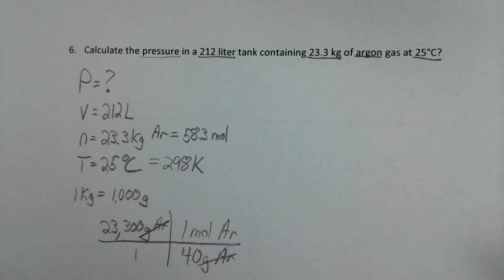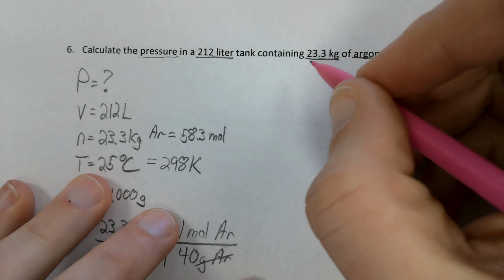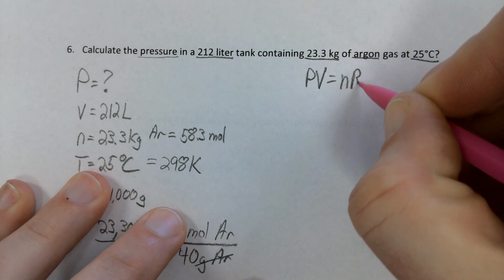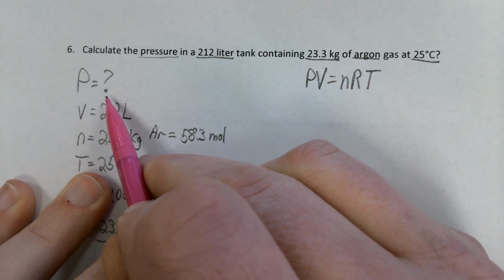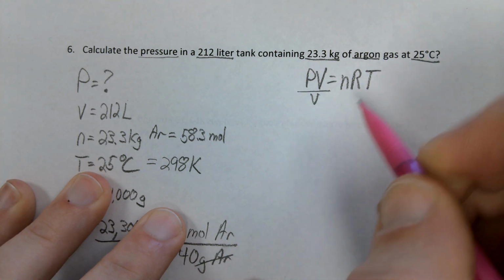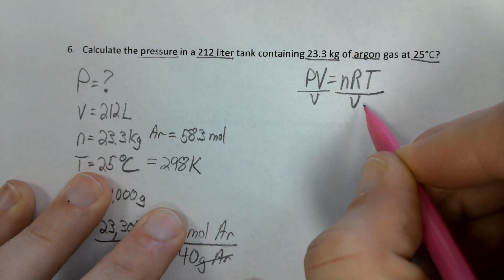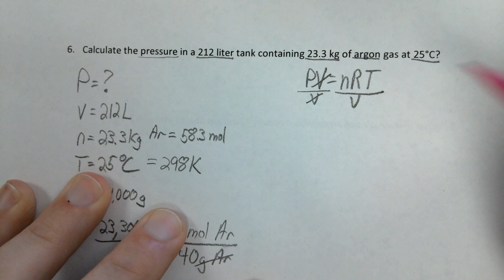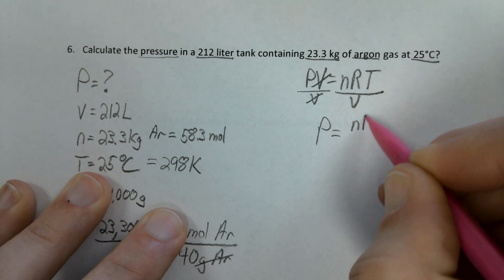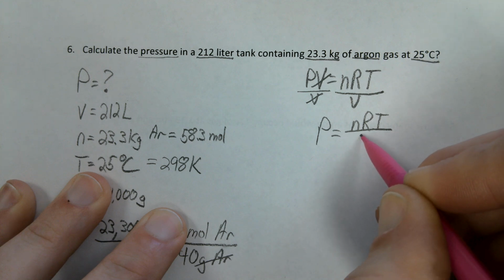So now that we have our conversions done, we need to rearrange our formula, PV = nRT, and we're trying to find pressure. So to get pressure by itself, I'm going to have to divide both sides by V to get it away from the P. So I end up having P equals nRT over V.